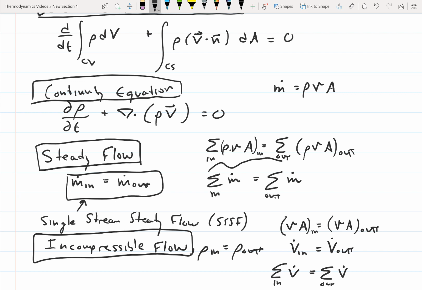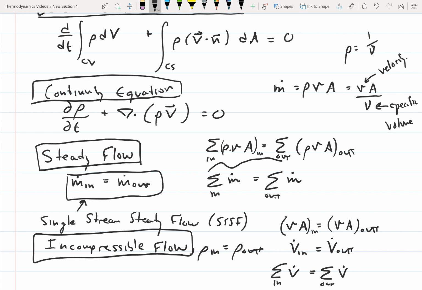And also, remember that the density is equal to 1 over the specific volume, so we can write this as the velocity multiplied by A over the specific volume. So remember, this is the specific volume, this is the velocity.